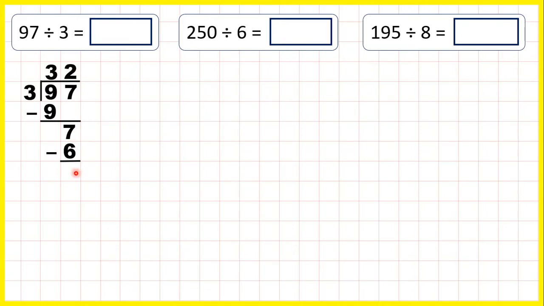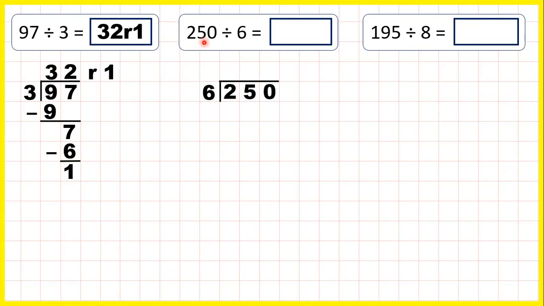But now, when we subtract, 7 minus 6 is 1, and we don't have anything else to bring down, so this 1 tells us that we have remainder 1 in our answer. So 97 divided by 3 is 32 remainder 1.